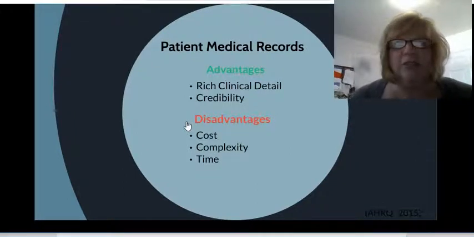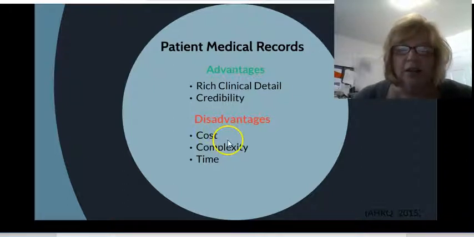The use of electronic health records has increased the accessibility to a patient's medical history and care. Their wider use is expected to improve the ease and cost of using this information for reporting and quality management strategies. Advantages to patient medical record data include that they are rich in clinical detail and seen as credible by physicians. Disadvantages include the cost in obtaining patient medical record data, and the complexity and time also spent in obtaining the information.